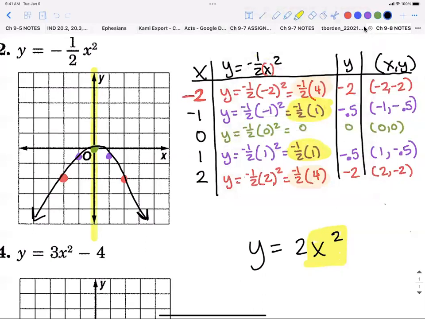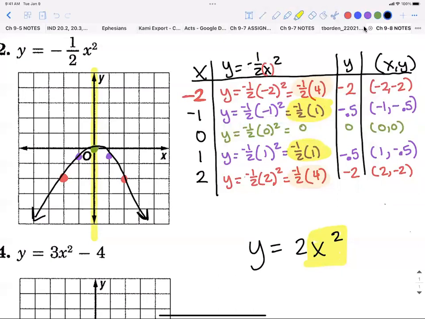Have you guys ever in art class taken ink, folded a piece of paper and put ink on one side? Jake, have you done that? Put ink on one side in some design, and then you fold your paper over and you open it back up and you've got an exact mirror replica. That's what a quadratic should do.